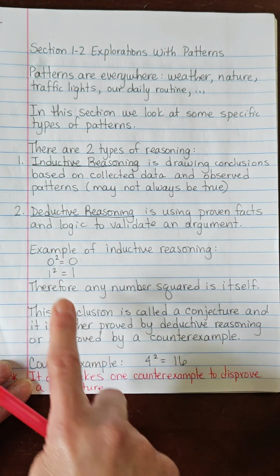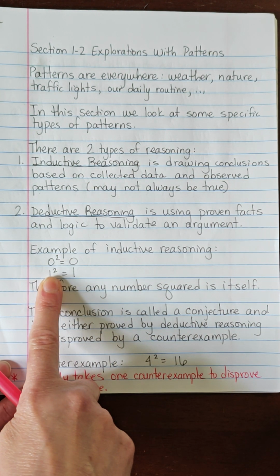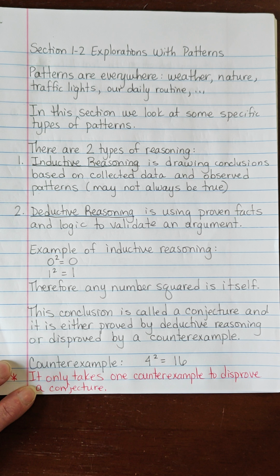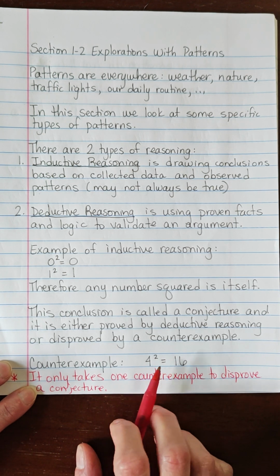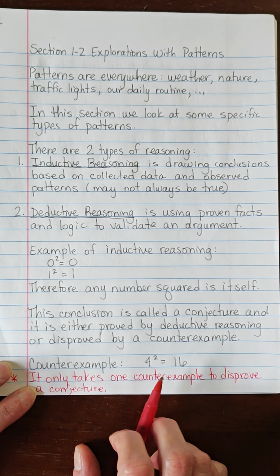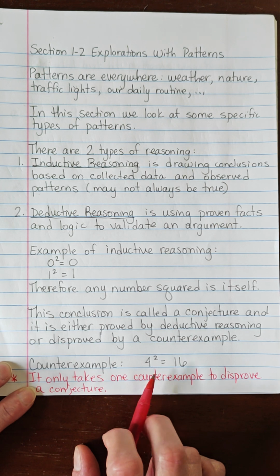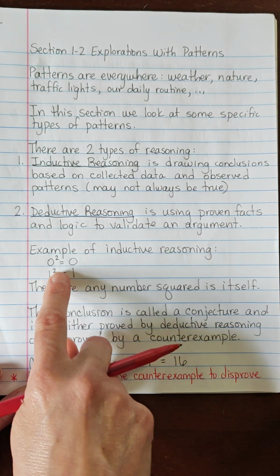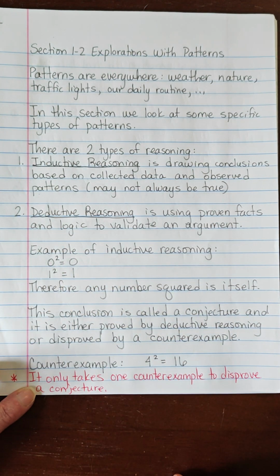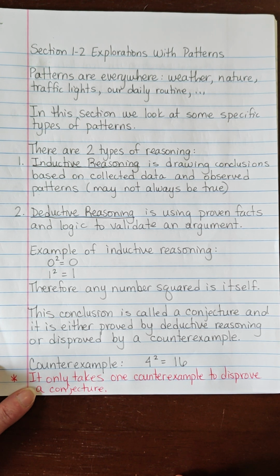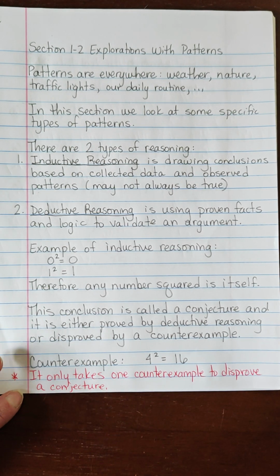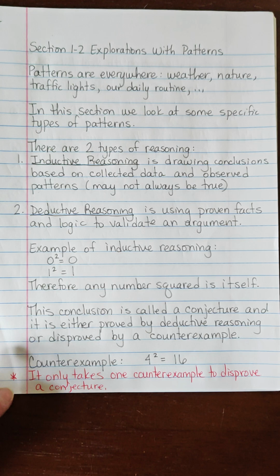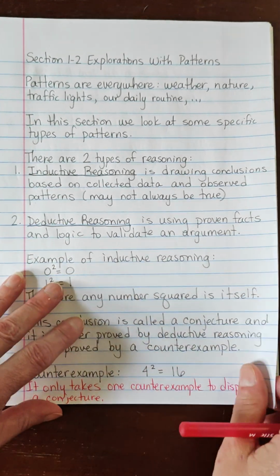So here, where do we even start with a counterexample, right? So I just picked 4 squared. You could have picked 2 squared, 3 squared, pretty much anything else squared is going to show you that this conjecture is not true. So I mentioned before, it only takes one counterexample to disprove a conjecture. Okay.